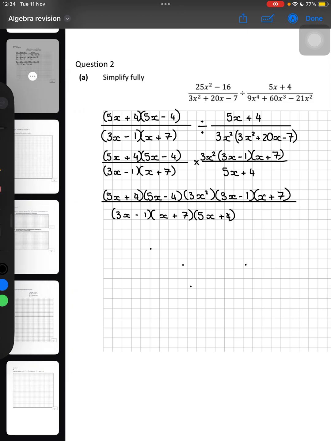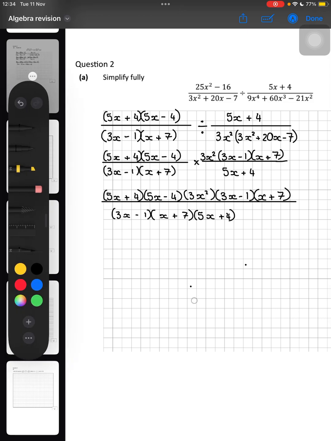Okay, so cancel anything there that needs to be cancelled. If it's multiplying the full top line and the full bottom line, we can cancel it. Okay, so the 5x plus 4 is multiplying the full bottom line and the full top line, so they can cancel. So is the 3x minus 1, and so is the x plus 7. Okay, so I am left with 5x minus 4 by 3x squared. Okay, so I'm just going to write that down nice and clearly. So it's the 3x squared by the 5x minus 4.